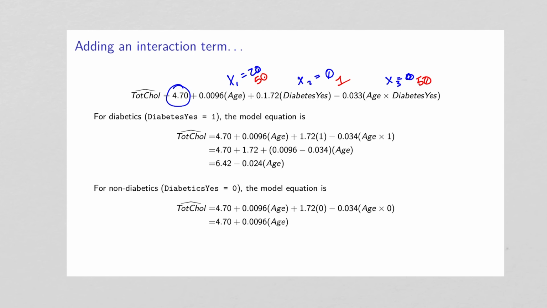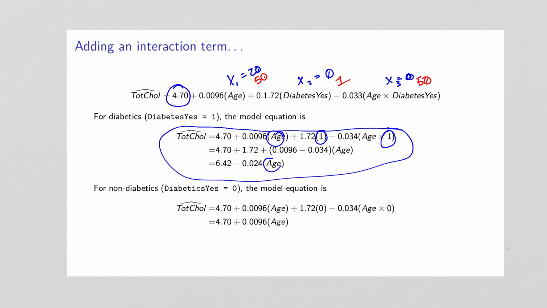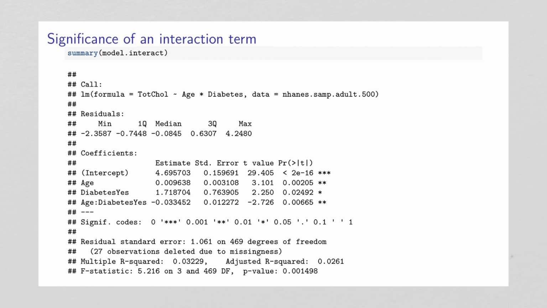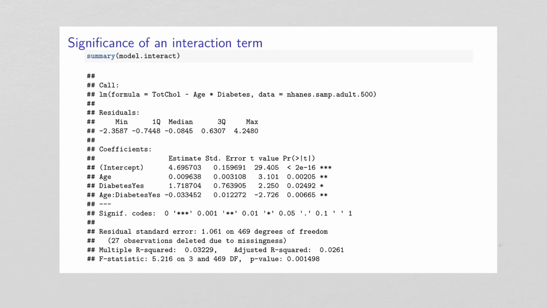And so for diabetics, the model equation is this, right? Diabetic, yes, your age. For non-diabetics, it's 0. That zeroes out, that zeroes out. So it's just left with that. And then the significance. So age is significant, diabetes, yes, is significant, your interaction term. So there is an interaction occurring between age and diabetes. Okay?